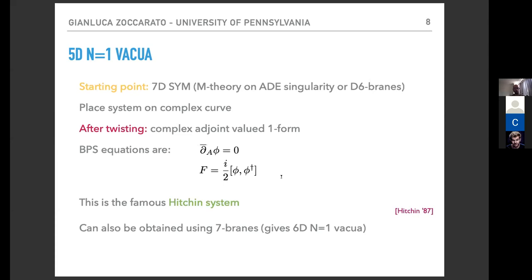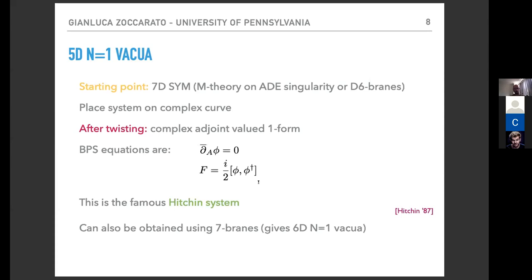And the BPS equations basically say that it is a holomorphic section of a gauge bundle. And the flux, the curvature of the bundle, is actually fixed in terms of the commutator of phi with itself. When I write the commutator, I'm implicitly assuming that there is also a wedge product inside. I'm not going to write it also in other cases.